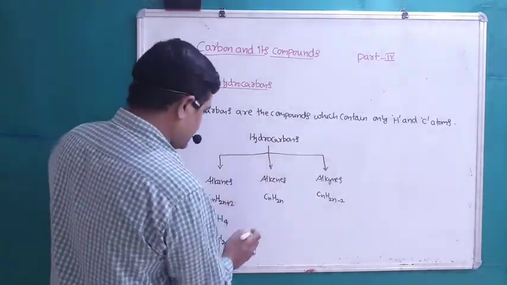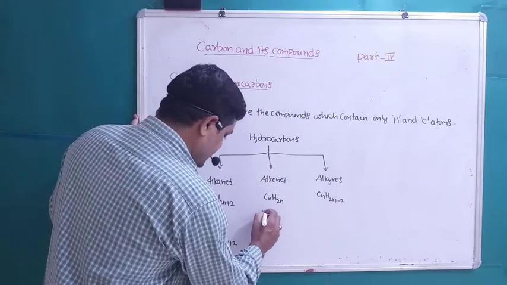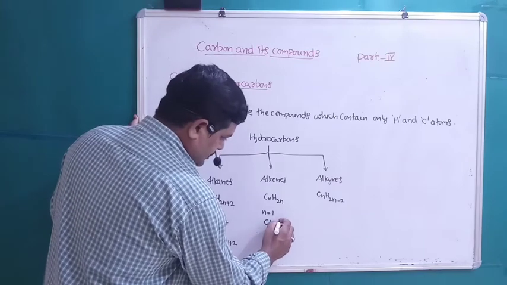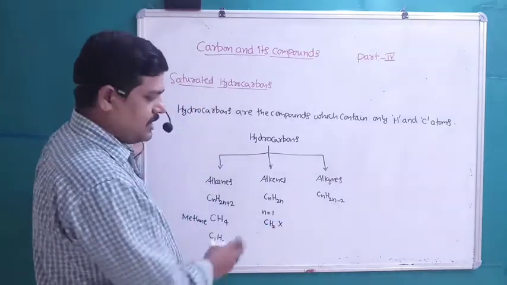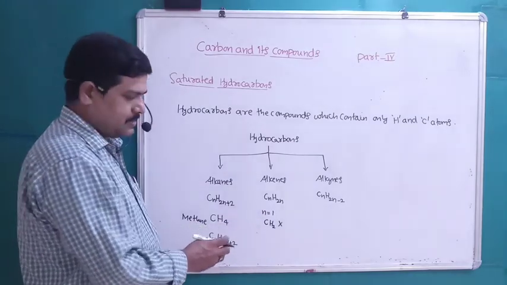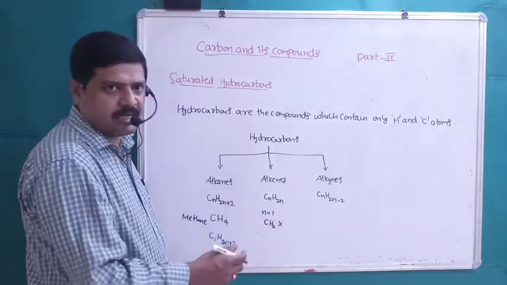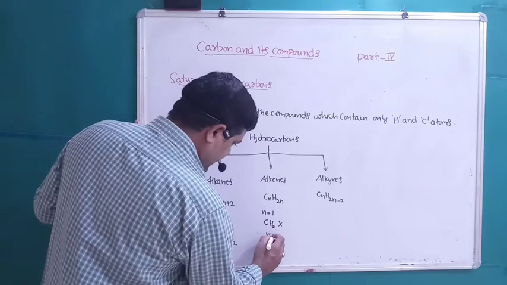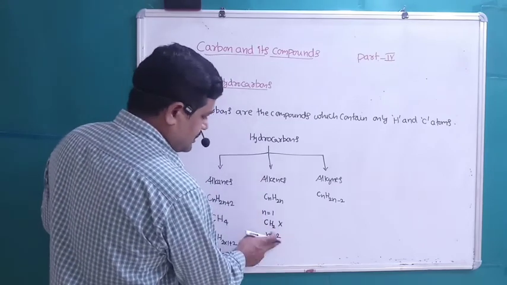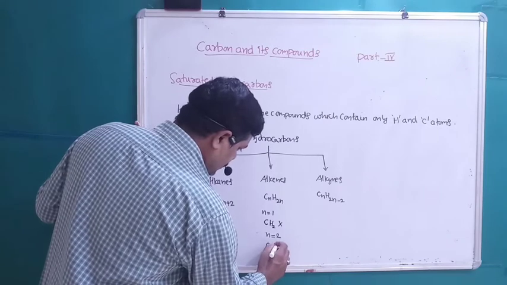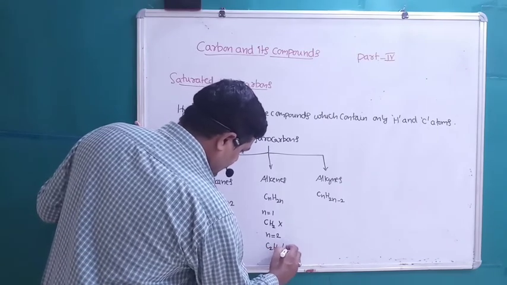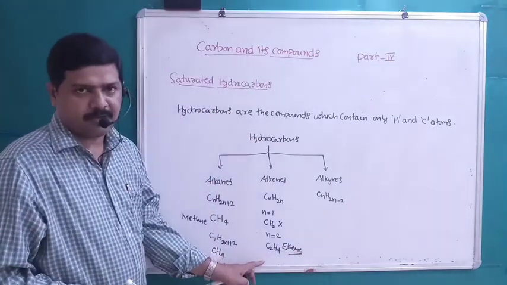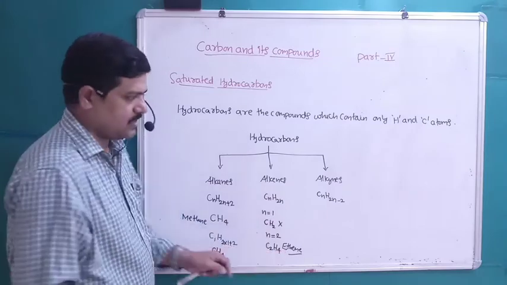In the alkenes case, if you substitute n equal to 1, we get CH2. This is unstable because carbon generally forms 4 covalent bonds, and with only 2 hydrogens only 2 bonds are possible. So the first alkene starts with n equal to 2. When we substitute n equal to 2, we get the formula C2H4, which is known as ethene. The first member of the alkene series is ethene.